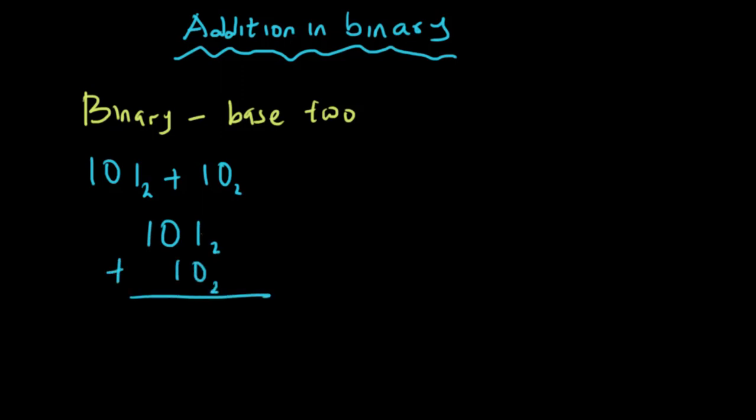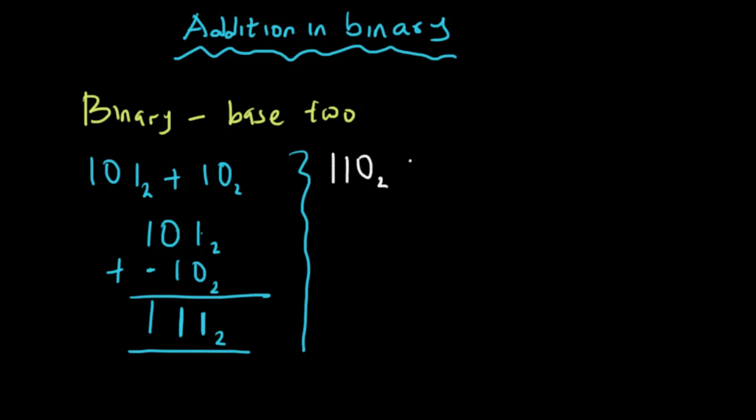Can we go? 1 plus 0 is 1. 0 plus 1 is 1. Now because there is nothing here, I just bring down 1. So I have 111 in base 2. Do you understand? Can you see that it's simple? Now let's take another question. We have to add 110 in base 2 plus 10 in base 2.